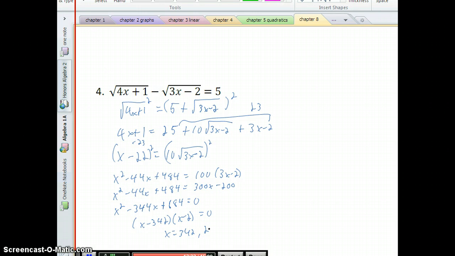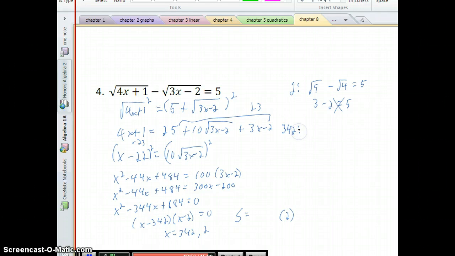And if we try those again this time, if we try the 2 first, we're going to get 8 plus 1, which gives us the square root of 9, minus 6 minus 2, which gives us the square root of 4, and that's supposed to equal 5. So we get 3 minus 2 equals 5, which is not true. So that tells us that 2 is going to be extraneous.